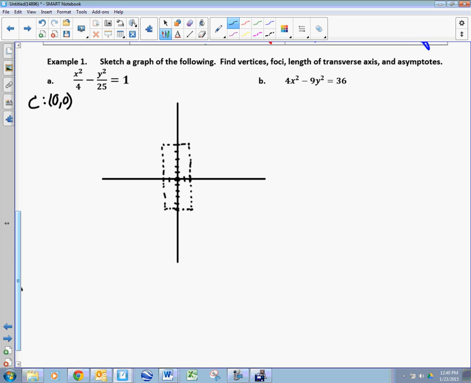Draw my asymptotes. I have mastered the art of drawing dotted lines, so said by Garrett Motz. Thank you. I have much more confidence now as I draw them.